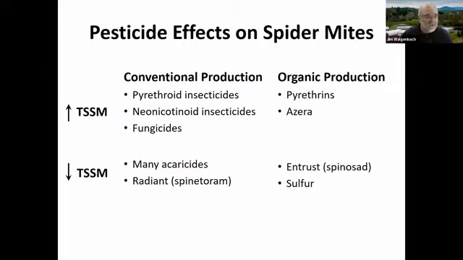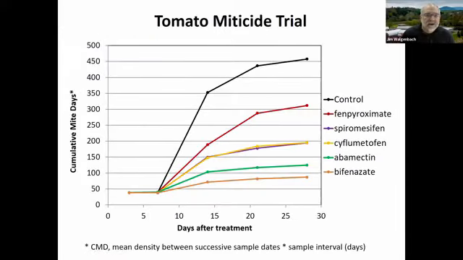Things that control them or suppress populations include many acaricides that can be pretty effective. And then the insecticide Radiant, which in the organic formulation is Entrust, can also suppress populations. And sulfur is another good one, although there's not too much sulfur put on tomatoes, especially in warm weather systems.